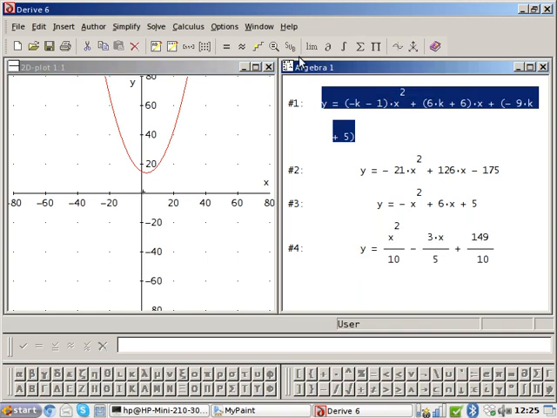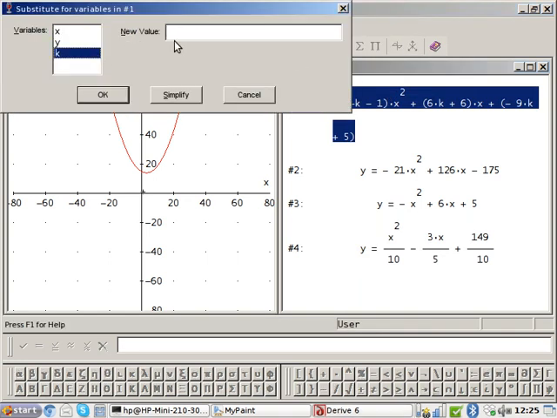So let's put in a value closer to minus 1 for k. Minus 1.001. See what happens.